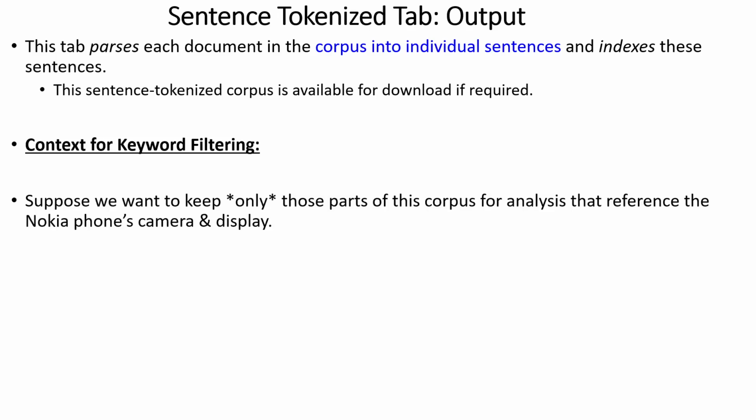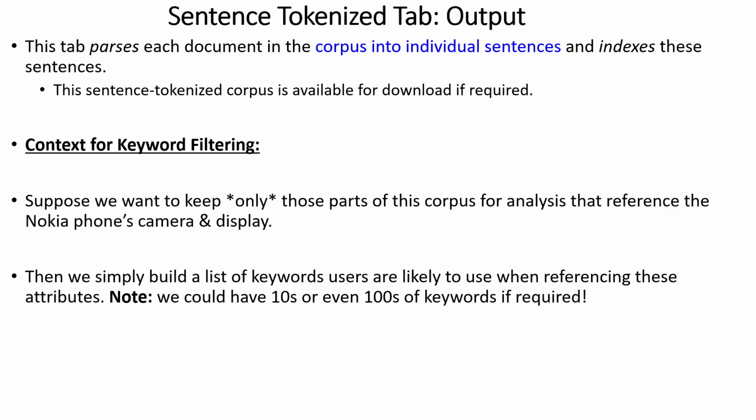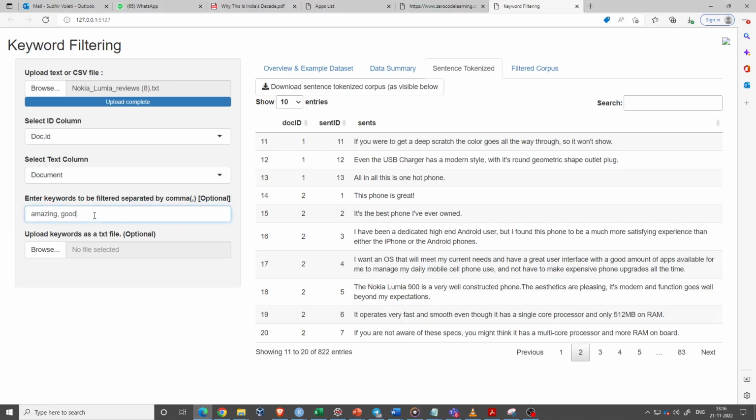Okay, the context for keyword filtering. Okay, so in this case, Nokia Lumia, suppose we only want to keep those parts of the corpus that reference, let's say, the camera and the display of the Nokia phone. Okay, I don't want any other discussions on other attributes, just discussions on these 2 attributes I want to capture and keep. So one way to do that is you can build a list of keywords that users, reviewers are likely to use when they are referencing these attributes. Okay, I mean, you can have tens of keywords if you want. Okay, hundreds possibly.